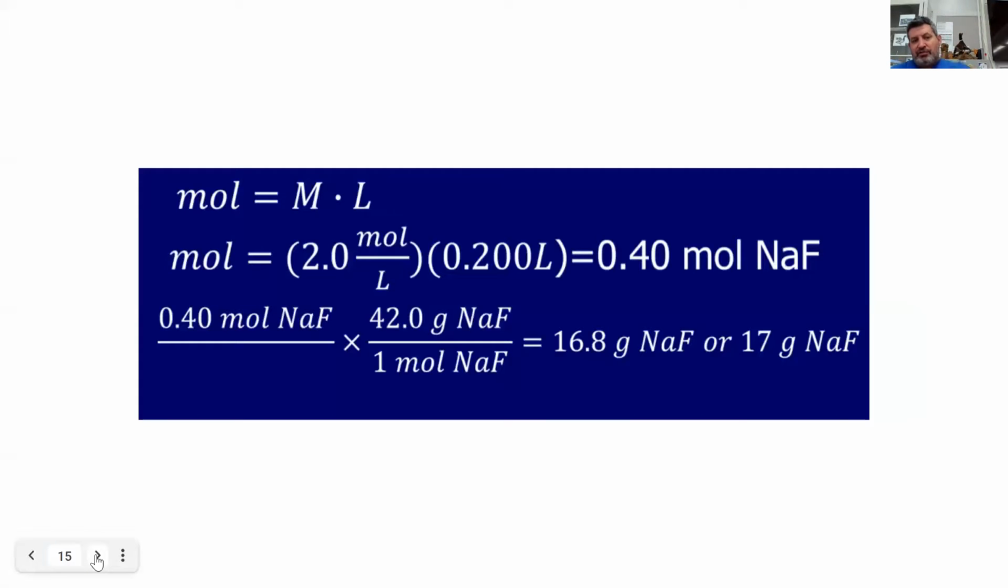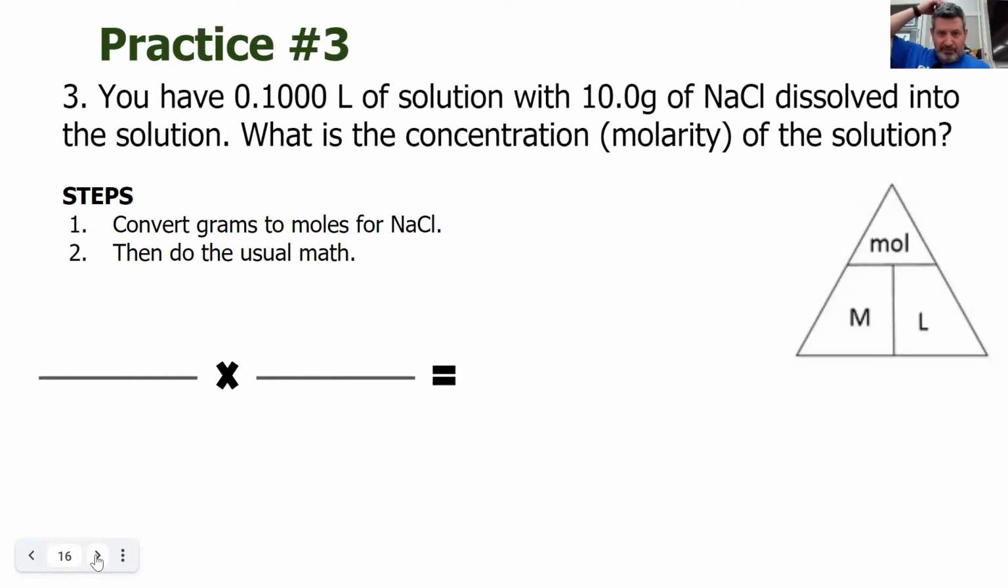Now, here's the typed up setup. If you prefer looking at type instead of my handwriting, this is what I did again. I like to talk you through it first, and then if you can't read my handwriting, you can just look at this. But again, we're getting about 17 grams of sodium fluoride in that. You can pause that if you need to look at it or write it down. Let's try practice number 3.